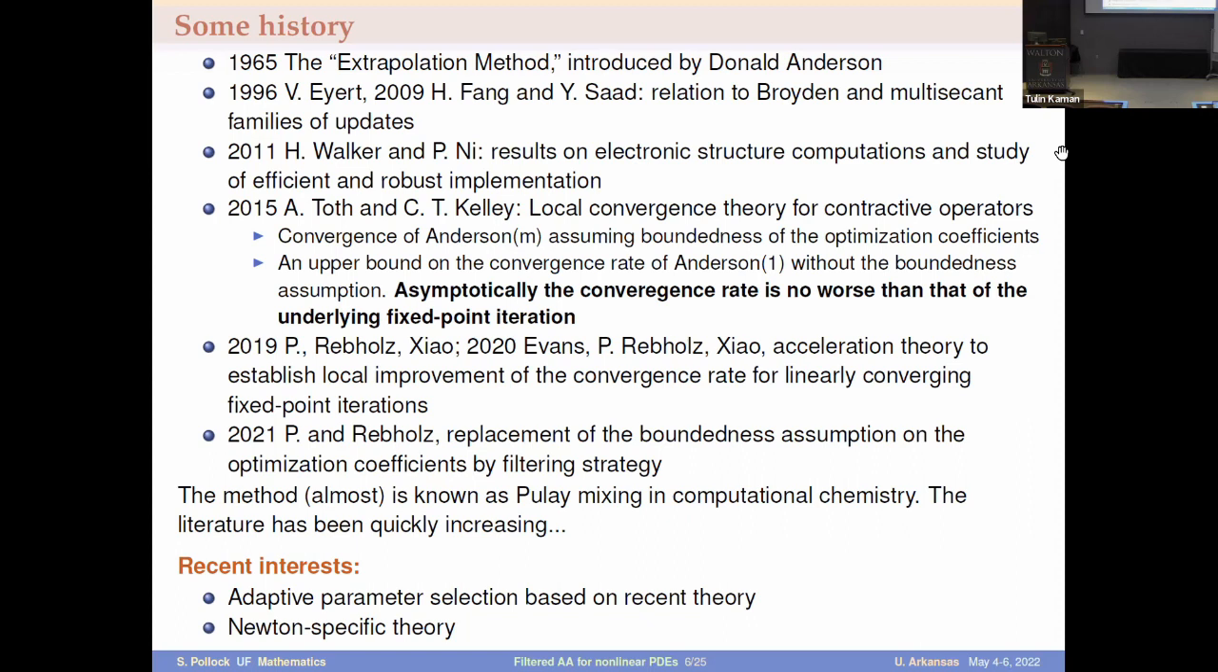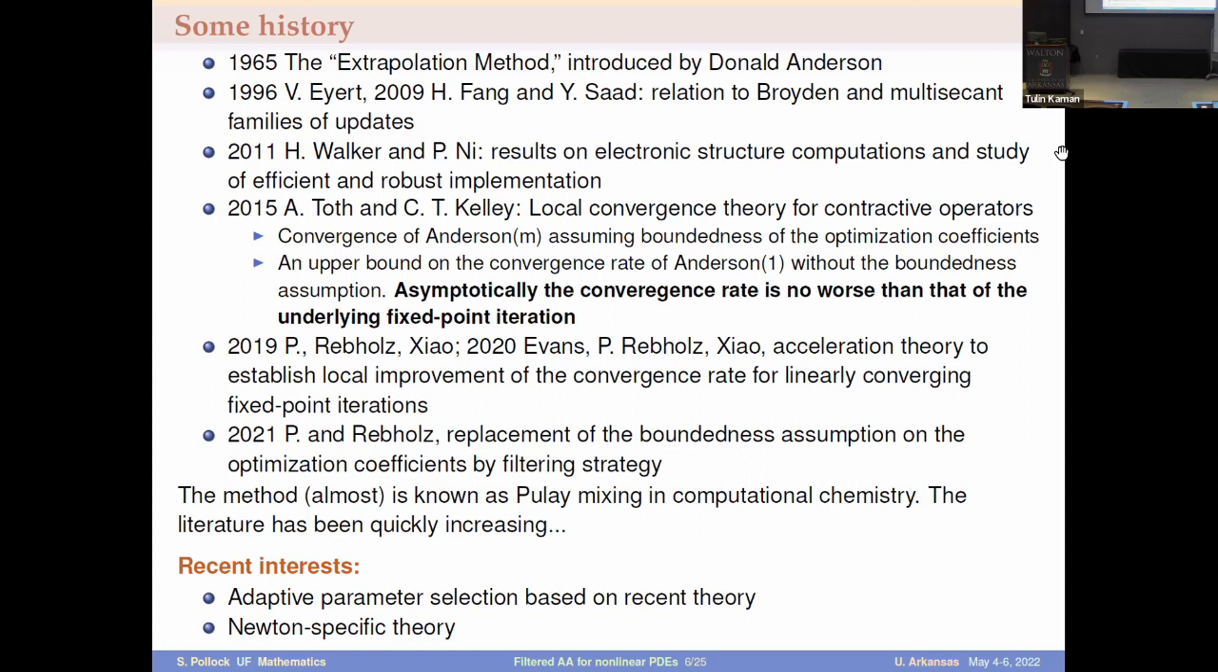So what I'm going to talk about more today is that if, instead of writing it down in terms of the normal equations, you write this down in terms of a QR decomposition of the matrix you're using for your least squares problem, you can analyze the QR factors, and this will give us some insight into the convergence behavior. There is also another important paper in 2011 by Walker and Ni, where they look at results on electronic structure computations, give a discussion of efficient and robust implementations, and do several examples outside of electronic structure.